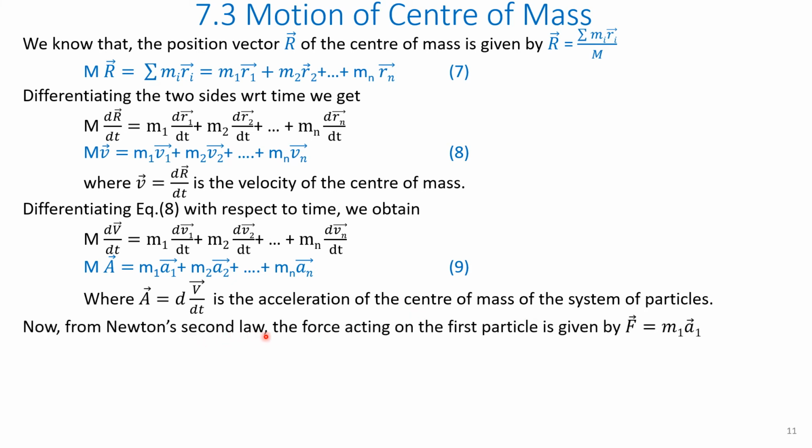Now from Newton's second law, F equals m a, where F is the force, m is the mass, and a is the acceleration. The force acting on the first particle is given by F1 equals m1 A1. This is only considering one part of the mass of the body. Therefore, capital M into vector A equals vector F1 plus vector F2 plus and so on plus vector Fn. Let it be equation 10. Thus, M into A is equal to F external, that is, the external force. Let it be equation 11.